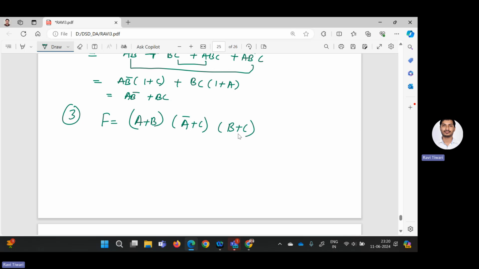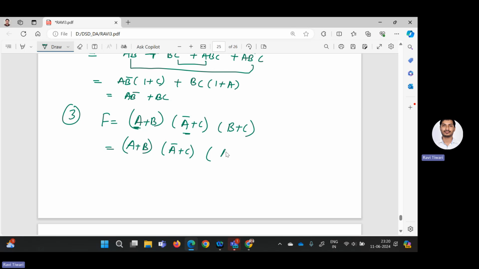So we will use the redundancy theorem, which says that there should be three variables, and each variable should repeat twice, and one variable is complemented. So here you can see A is complemented, right? So on the third term, we need to include the expression. So it is A plus B, this is A bar plus C.